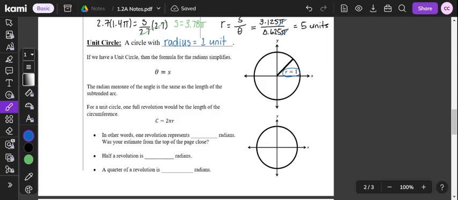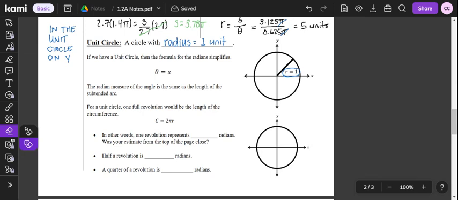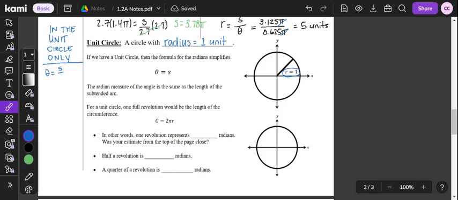So off to the side, I'm actually going to show you why that happens. So in the unit circle, and this is in the unit circle only, right? What we're about to talk about is in the unit circle only. If you have theta is equal to s divided by r, and you know r is now equal to 1, that means theta is equal to s divided by 1, which means theta is just s. That's where this formula comes from.